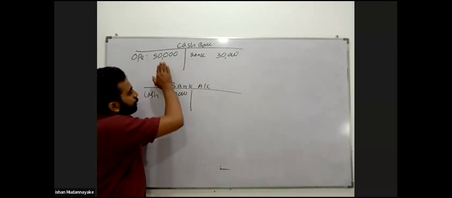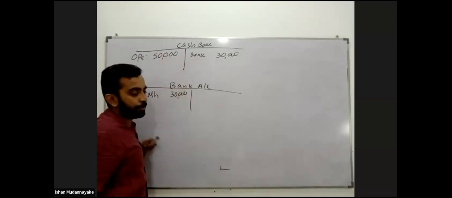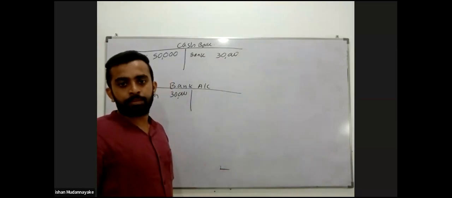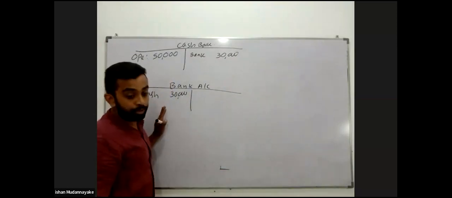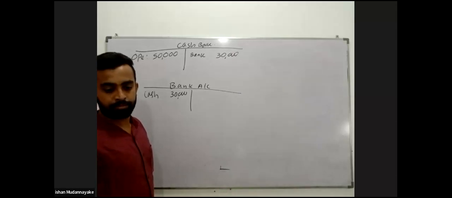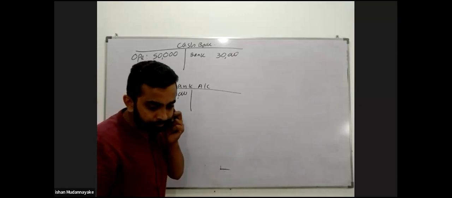Then the remaining balance of the cash book: 50,000 minus 30,000. How much? 20,000. That 20,000 is also an asset, and this 30,000 is also an asset for the business. Is it clear?